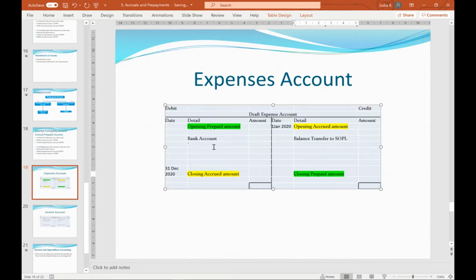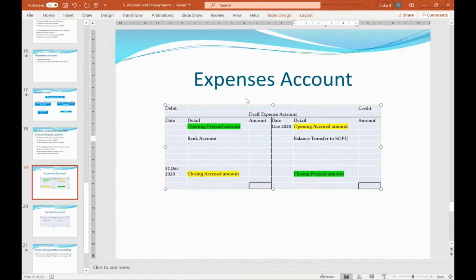is this bank account showing? Bank account is showing the actual amount paid for the expense. Right, so expense account paid, expense account debit, bank account credit. So this balancing figure will show us how much will be going to the statement of profit or loss, which will be actually the expense related to this year. We'll be using this table for our numerical questions.